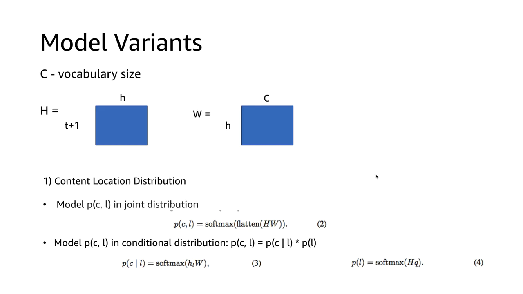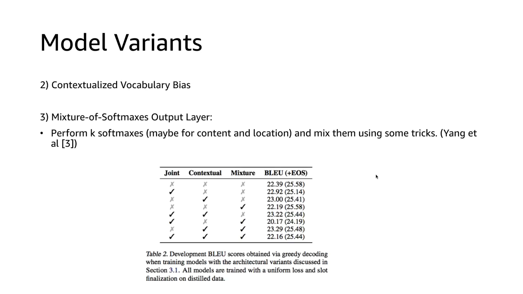The other way to do this is to use a conditional distribution, where you model the joint distribution of C and L as the conditional distribution of C given L and the probability of L itself, which are both very straightforward. There are a couple of equations down there which give you an idea of how you do it. It's not really important, so I'm going to skip it. The other variants are contextualized vocabulary bias and mixture of softmaxes output layer. These are all different ways in which you can learn this joint distribution and still be efficient.